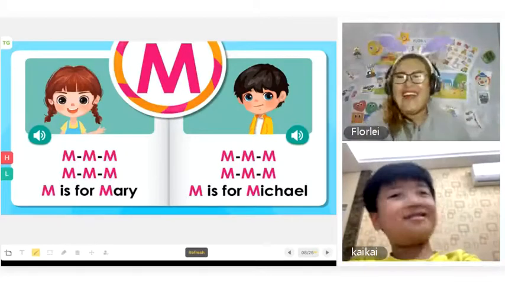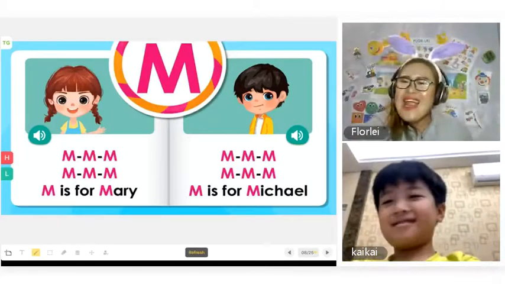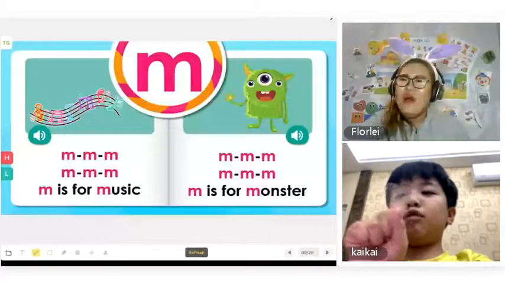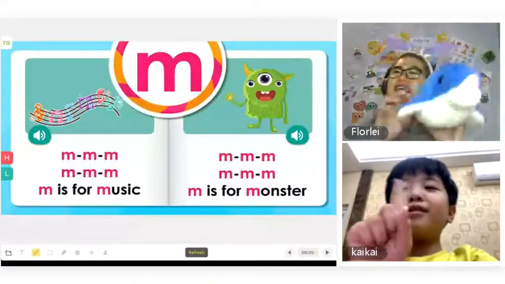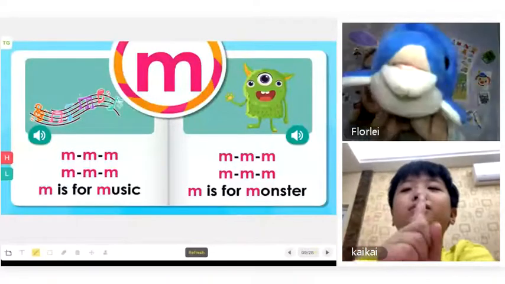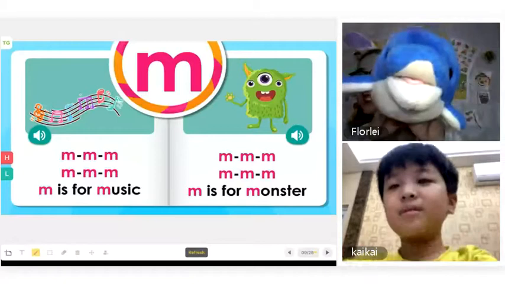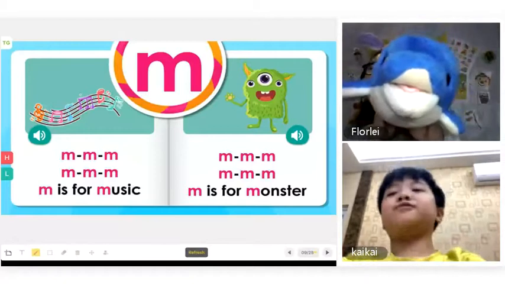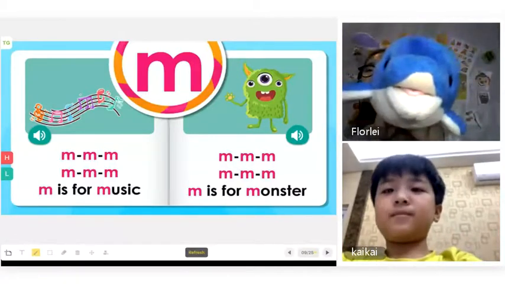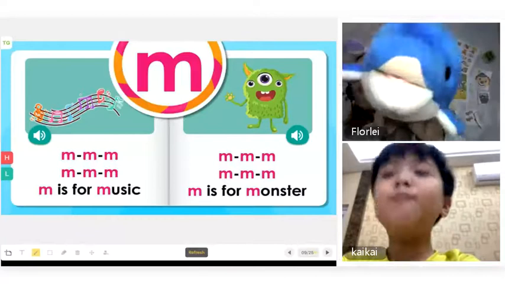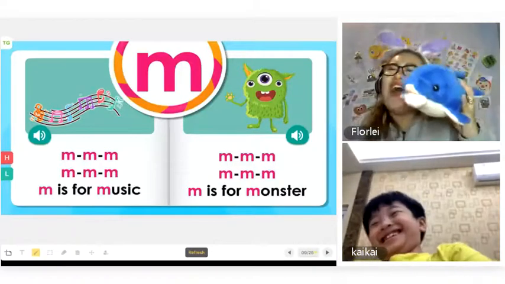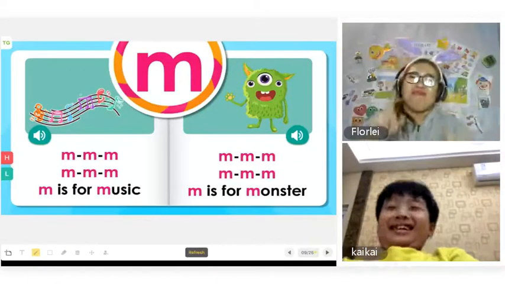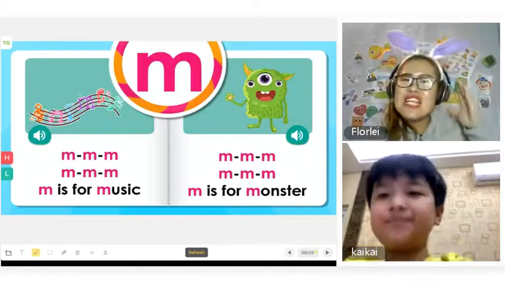Alrighty. Now let's go to page 9, Kai Kai. Swim, swim, swim. What is this again? It's a fish. Dolphin. The dolphin kissed you. All right, listen to Laoshi.